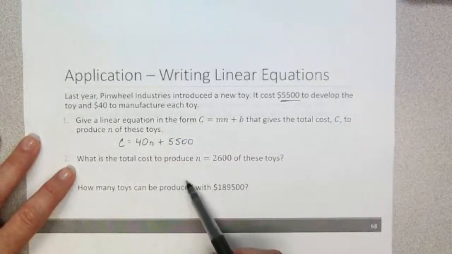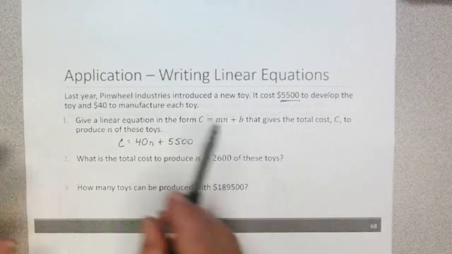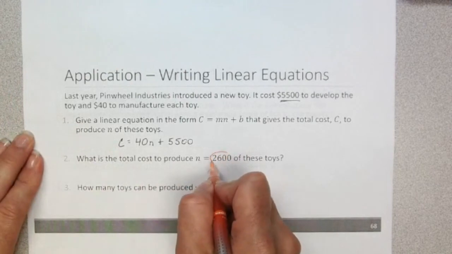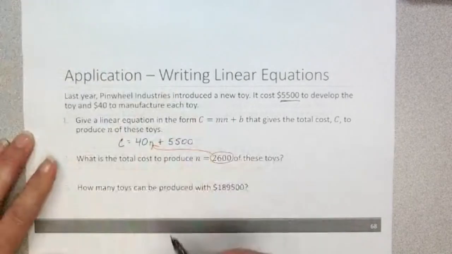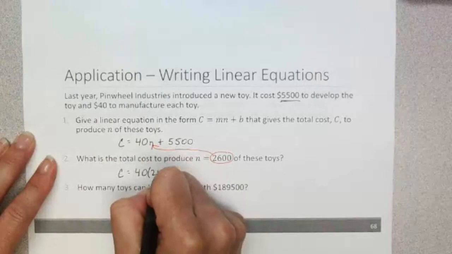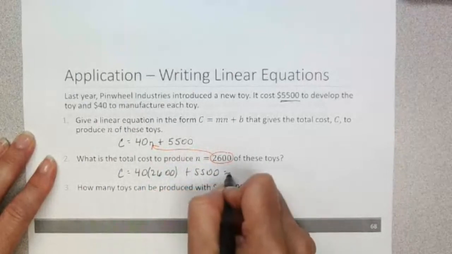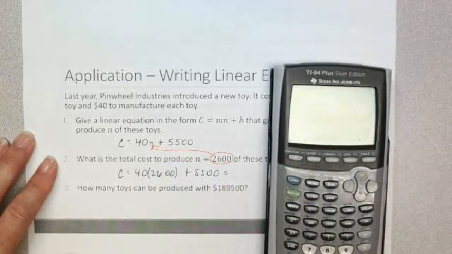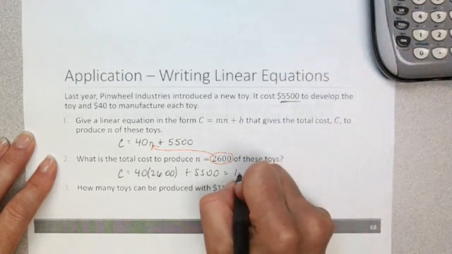So what is the total cost then to produce n equals 2,600 of these toys? Well, all I'm going to do is substitute how many toys I want to produce into my cost equation. And that will give me that total cost. So cost is going to equal 40 times 2,600 plus the 5,500. Okay, so there's that. 40 times 2,600 plus the 5,500, $109,500.